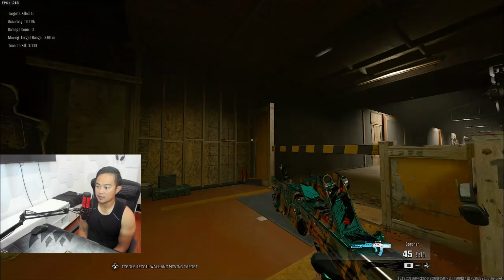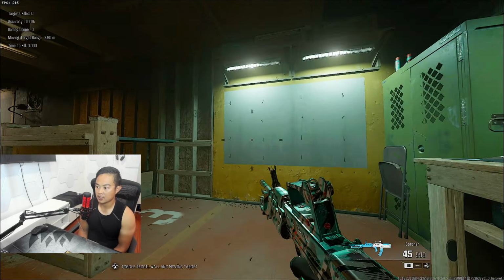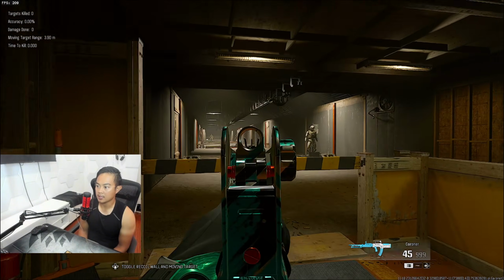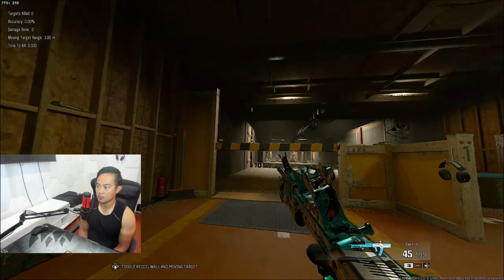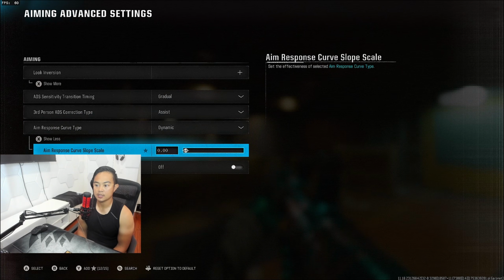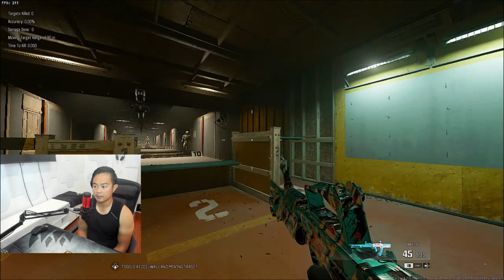Because, so this is linear right now, linear at 0.0 slope scale. Now if you look at me strafing left and right, just look at the speed, my overall panning of the camera going left and right, okay? This is linear at raw input 0.0 scale. Now I'm going to switch over to dynamic, and then I'm going to bring that slope scale all the way back to 1 because that's the one that I was originally playing on. Now take a look at the speed of my movement when I'm strafing left and right.